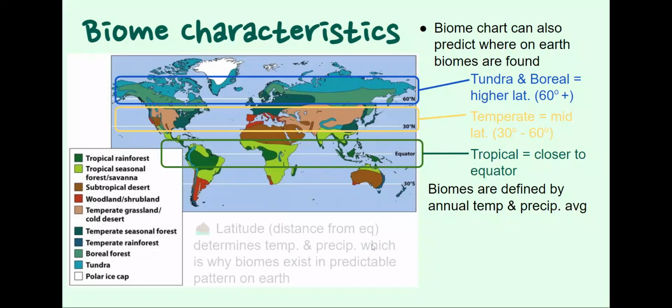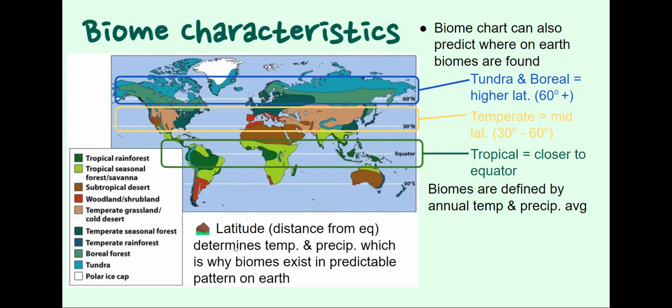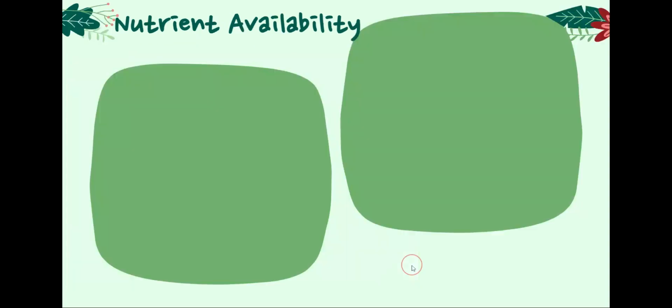Alright, next up we have latitude, which is the distance from the equator. It determines temperature and precipitation, which is why biomes exist in a predictable pattern on Earth. So that's why all these rules apply. It's because latitude determines temperature and precipitation.